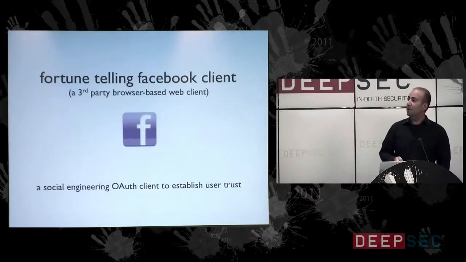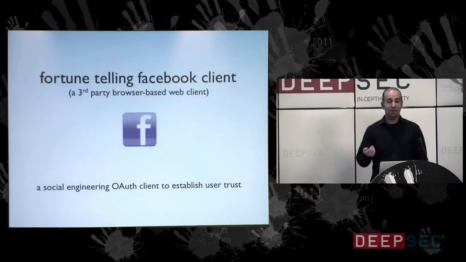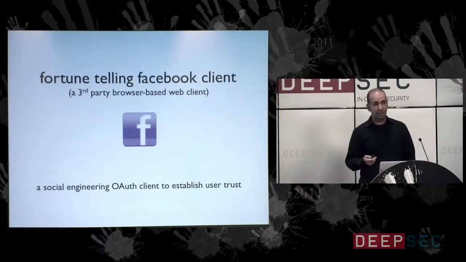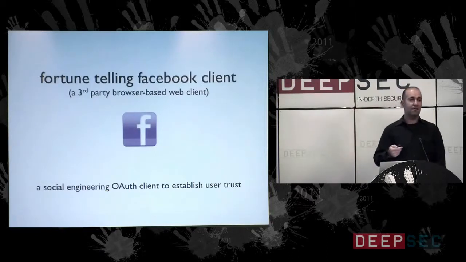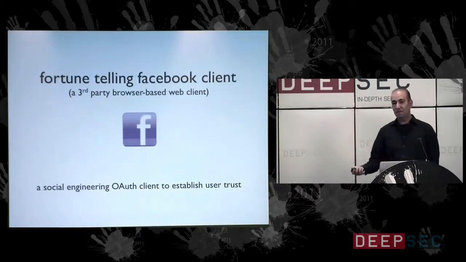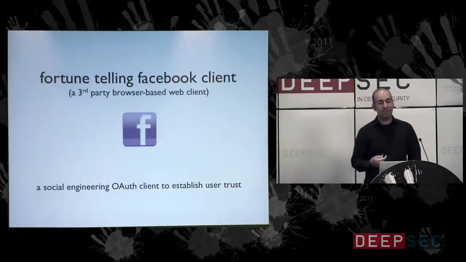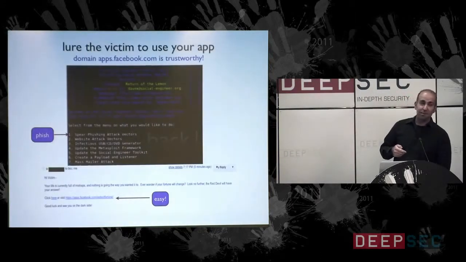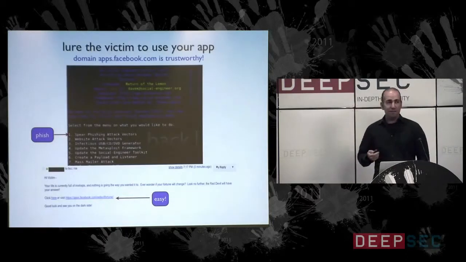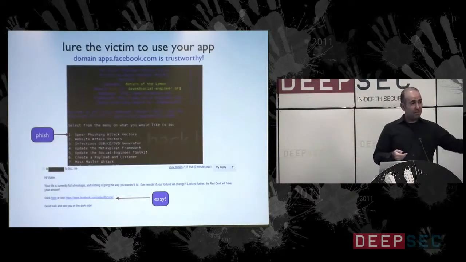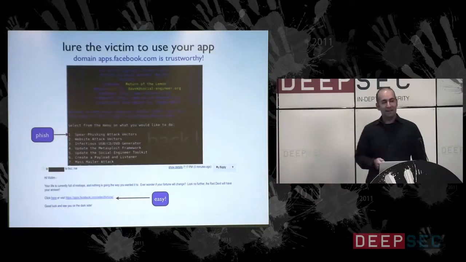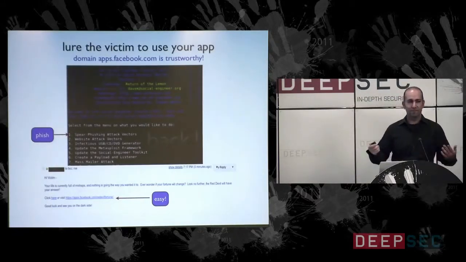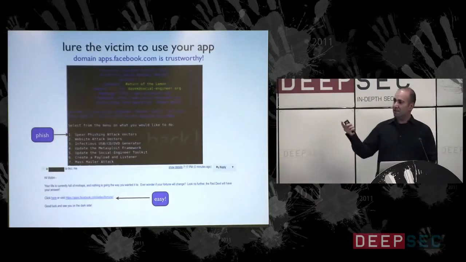So this is a third-party browser-based Facebook application that we used to do some social engineering. Basically, we use this app to gather some sensitive information about a user that we can use to launch another attack. So it's pretty dark. The first thing we do is make sure that the user can access this application, and we want to persuade the user to go and install it, or not install it, but actually use it.